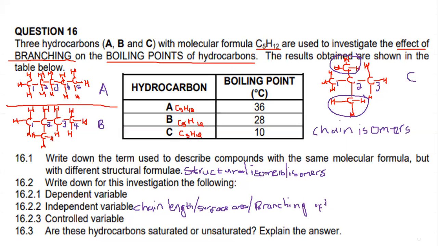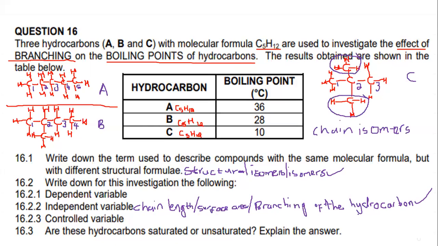Right, and this is more accurate, but we'll still accept even if you say branching, we will give you the benefit of the doubt. But for clarity, this is definitely the branching of the hydrocarbon because we branch it. So as we branch it, that is intentionally what the investigator is doing. So that is the independent variable, the variable that we are intentionally changing as the investigators.